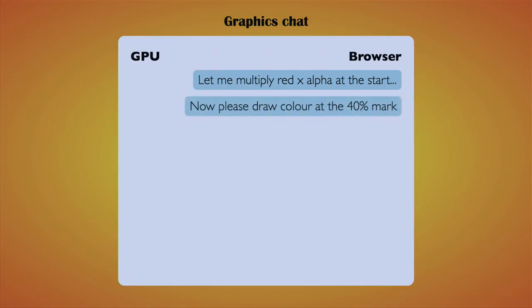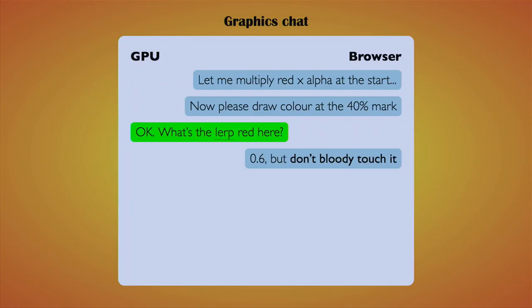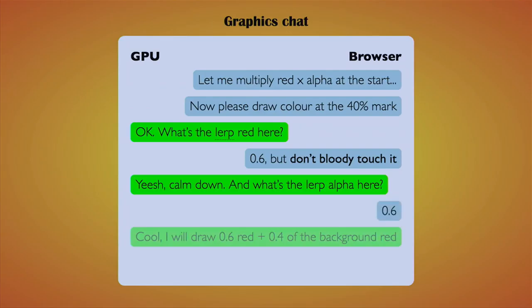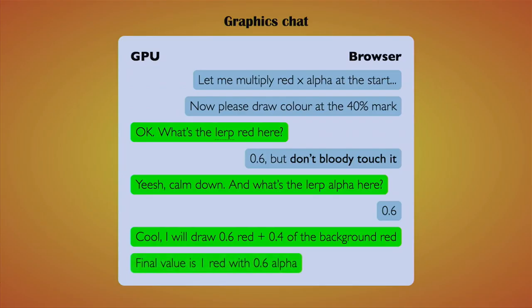Now, GPU, I want you to draw me the color at this particular point, say 40% here. And the GPU says, OK, so what's the value of the red here? LERP is just shorthand for linear interpolation, because no one likes reading or writing that. And the browser says, all right, well, this is the value, but don't touch it. Don't multiply it by the alpha at all, please. And the GPU goes, yeah, all right, but I still need the alpha to calculate the background color. So the browser gives it. And the GPU says, all right, so I'll just take your original calculated value and the value of the background that I've worked out, and then give you the nice value here, which is what you actually want.